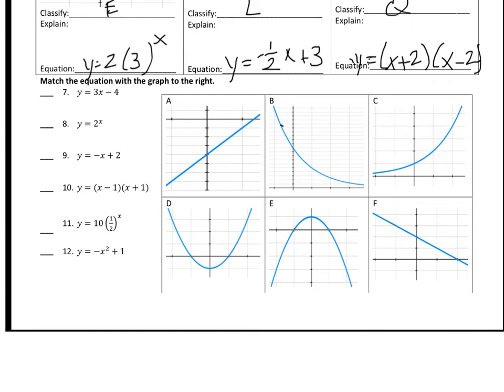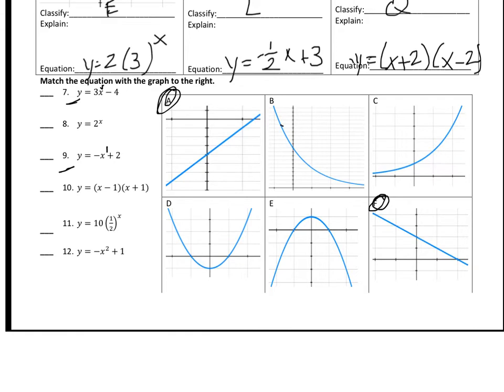Okay, now the last is the matching. Always go with find the lines. So let's start with our linear graphs, A and F. Well, it's got to be either 7, because it's exponent of 1 up here, or it's got to be 9, because it's an exponent of 1.